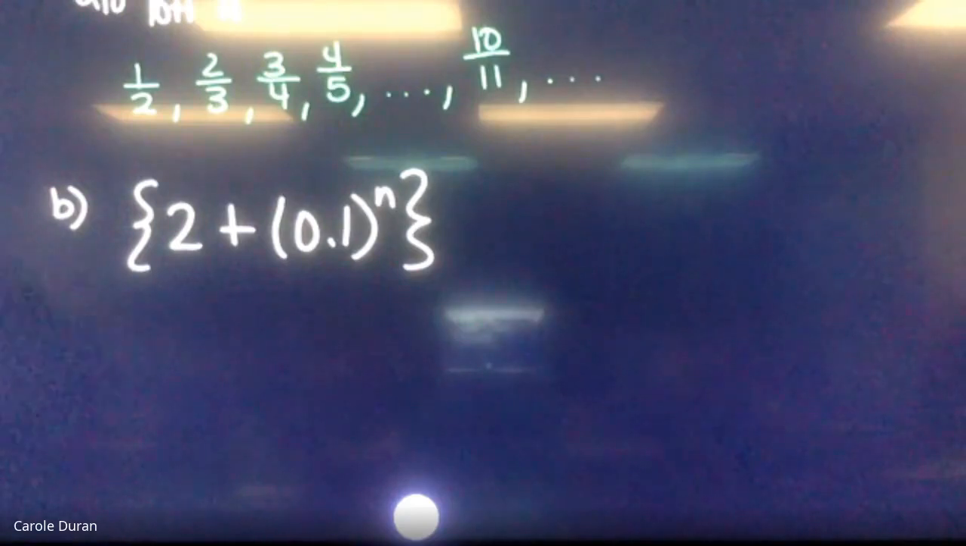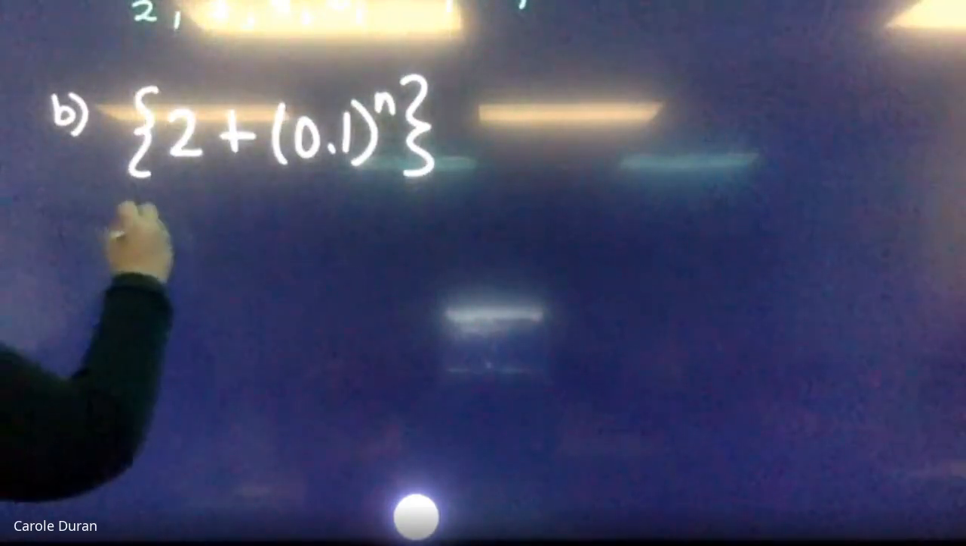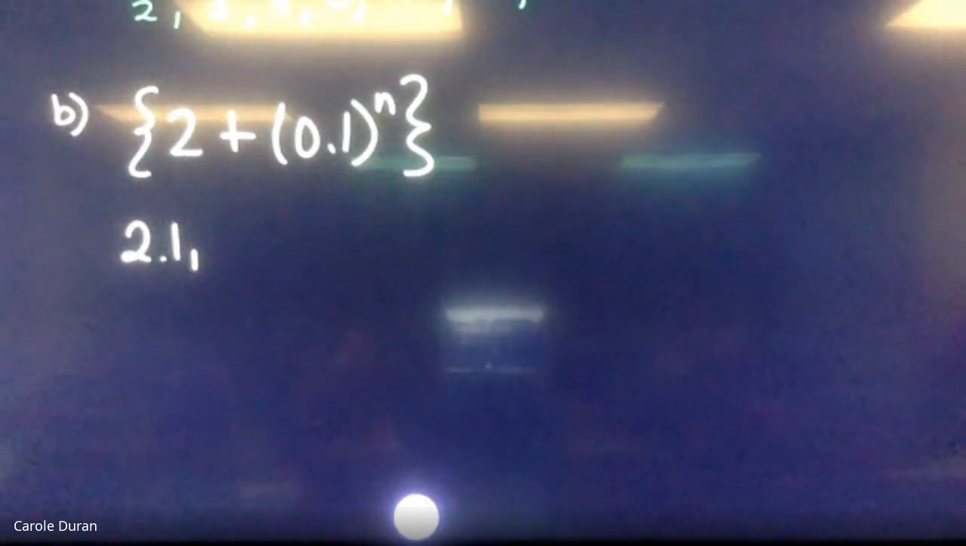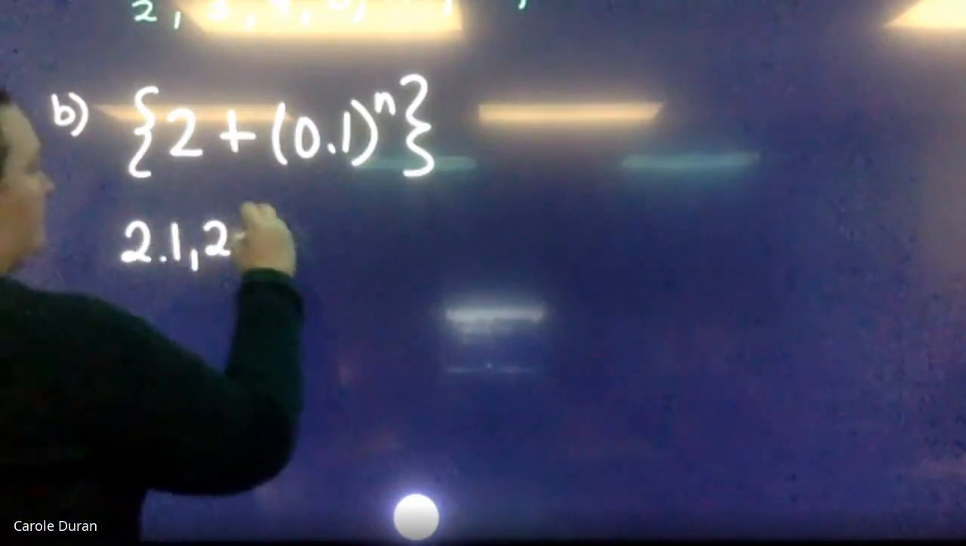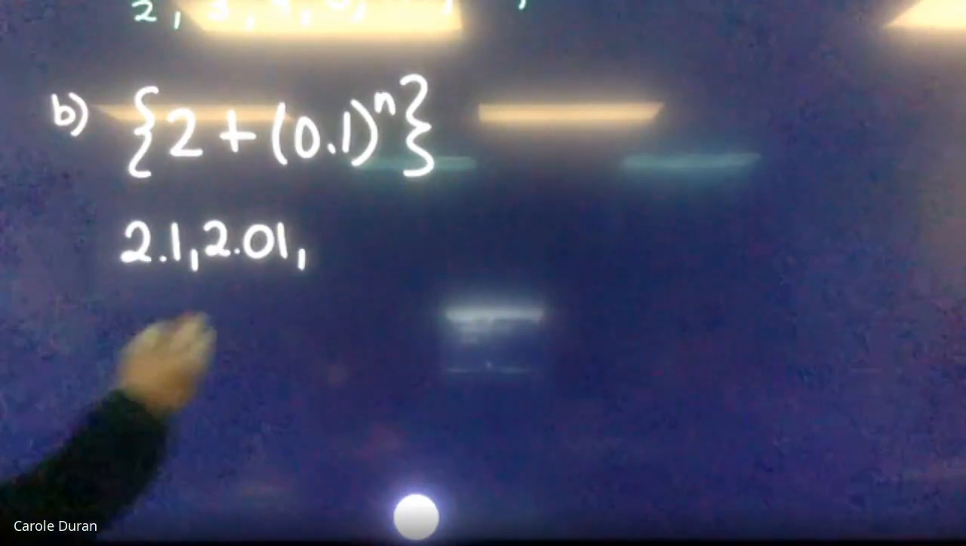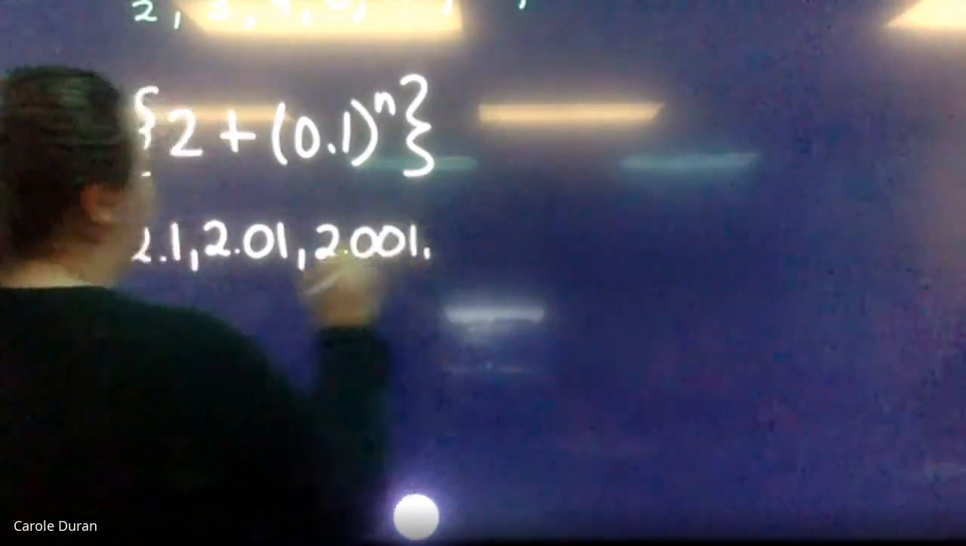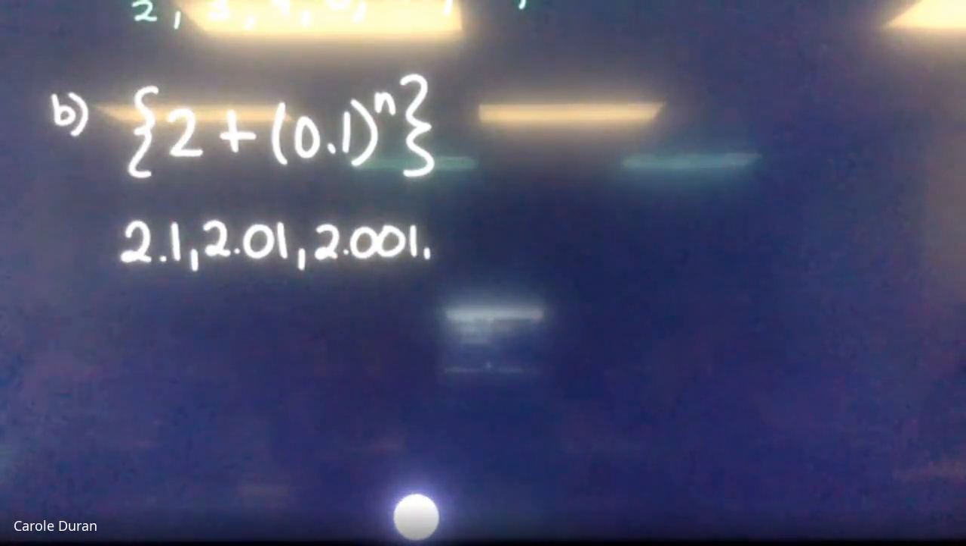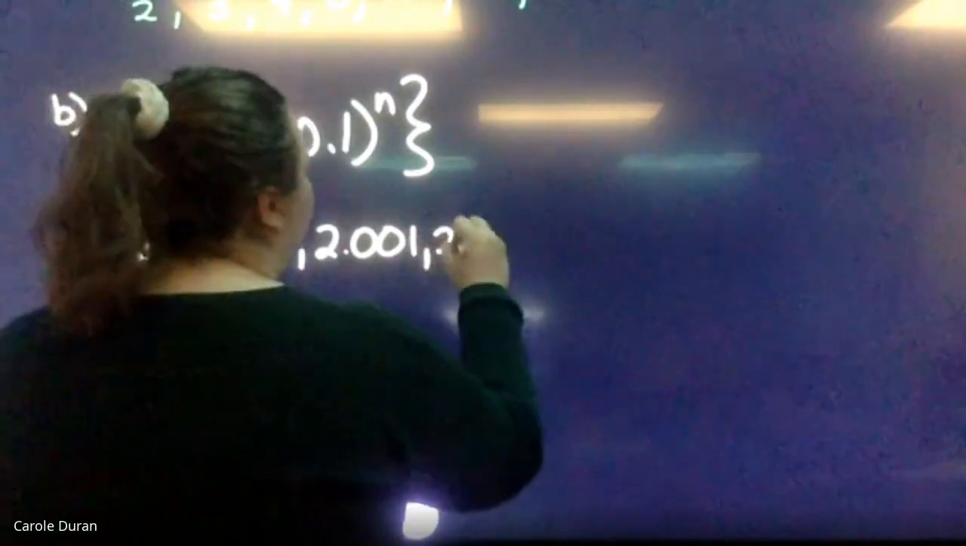Ethan, what's my first term here? 2.1. Anybody else get 2.1 as the first term? Good. Jackie, what's my second term? 2.01. Nicole, what's my third term? 2.001. Are we noticing the pattern already? Yes, we're just adding a 0 in there each time we do it, which means that I can estimate that my fourth term is going to be 2.0001. Am I correct? Yes. Of course, you would prove it with your calculator.